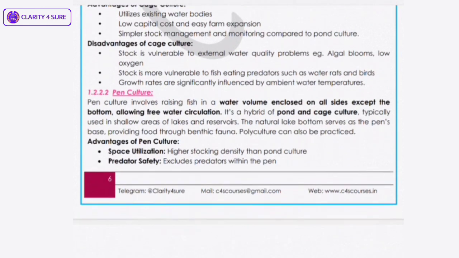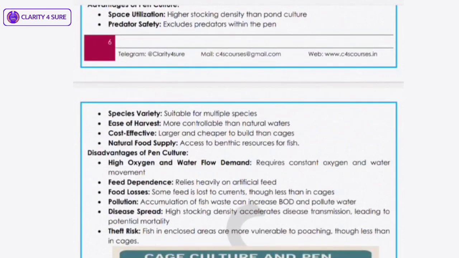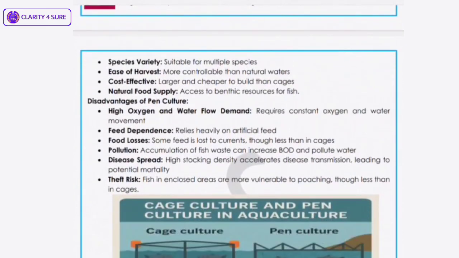Okay, let's talk about the advantages. Space utilization: higher stocking density than pond culture. Predator safety: excludes predators within the pen. And species variety: suitable for multiple species. Ease of harvest: more controllable than natural waters. Cost effective: larger and cheaper to build than cages. Natural food supply: access to benthic resources for fish, so they can feed on that.